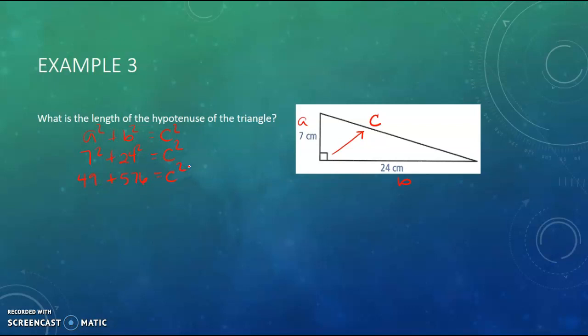And keep in mind, the reason we're doing the square first is order of operations says that squaring happens before addition. So don't forget, you've got to square before you add. And then 49 plus 576 equals 625. And then to get C by itself, we square root both sides. And so then 25 will equal C, because the square root of 625 is 25. And again, that's how we find C.